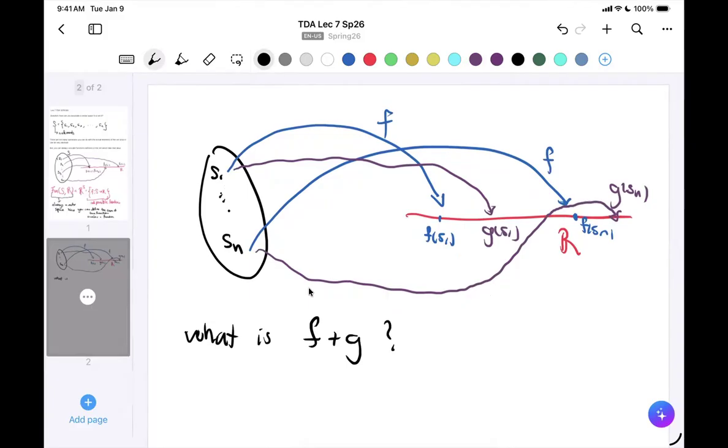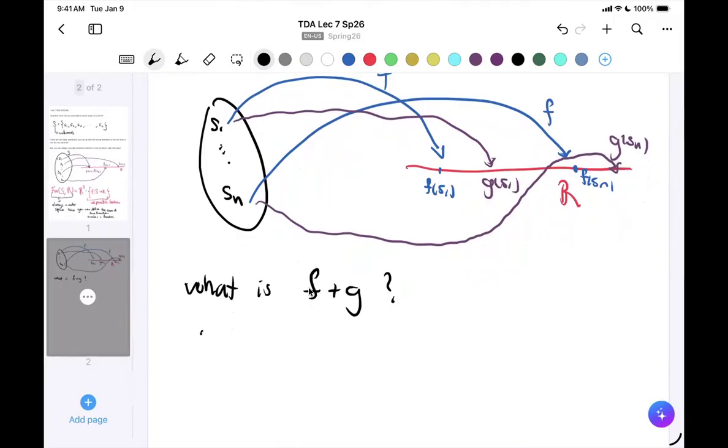I'm saying you can add the functions. To specify a function from this perspective is the same as just saying what you're going to do to every element of the set, right? So I just have to define what I want this to do at some element s. So I'm just going to define that as f of s plus g of s. So it's just at the same s, you see. To say what this is, you need to say what it does to every element of the set.